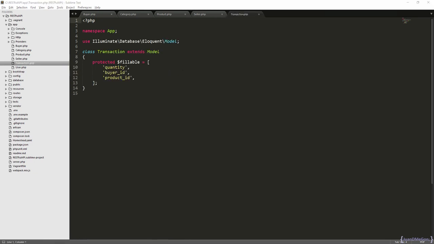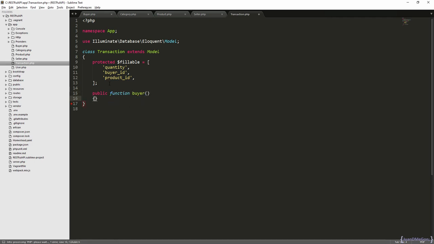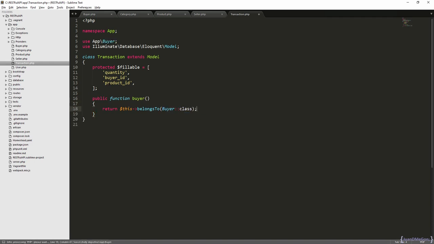And go to the transaction model. As you can see here, it has two foreign keys, one to buyer and another to product. It means that these transactions belong to buyer and belong to product. And similarly for product.